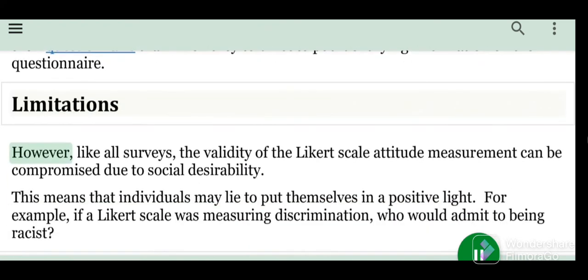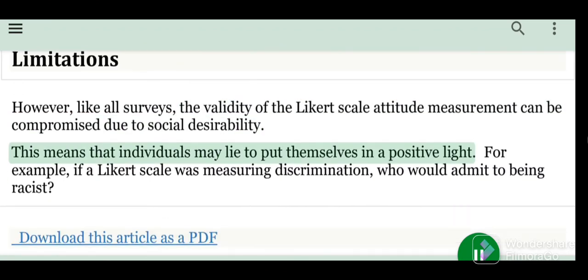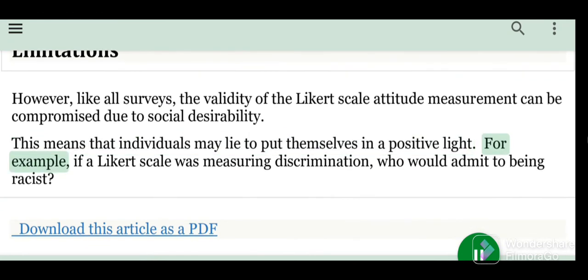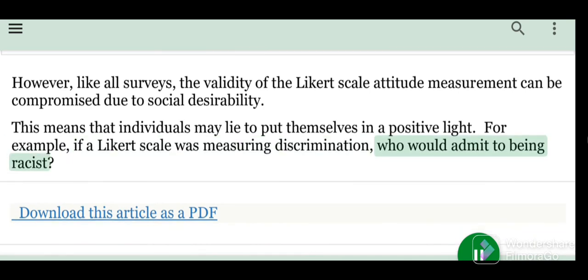Limitations. However, like all surveys, the validity of the Likert scale attitude measurement can be compromised due to social desirability. This means that individuals may lie to put themselves in a positive light. For example, if a Likert scale was measuring discrimination, who would admit to being racist?